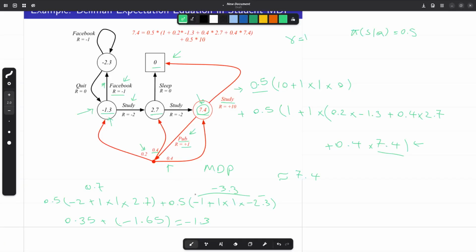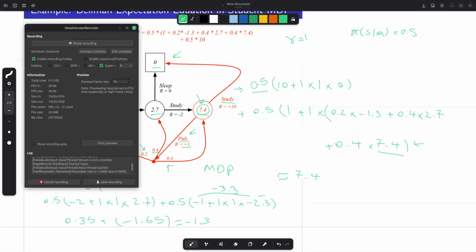So using the Bellman expectation equation, we can find these values as you see here. Okay, that is all that I want to talk about in this session. We will continue our discussion in the next session.